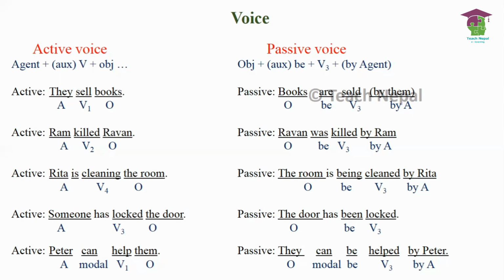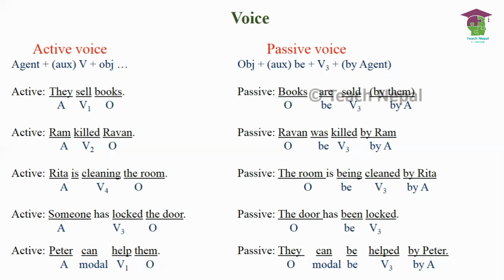You can see Ram killed Ravan. Ravan was killed by Ram. So this is killed, this is the past verb. So if there is a past verb, there should be was or were as the auxiliary verb in the passive sentence, and we have to write verb 3 form as it is given there.